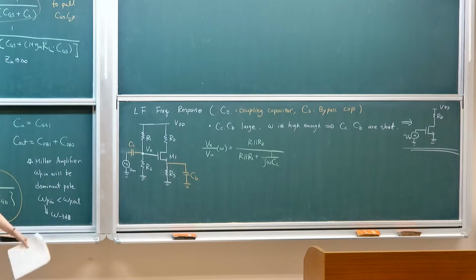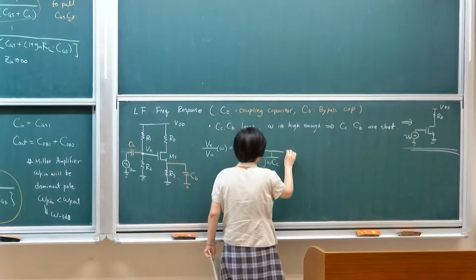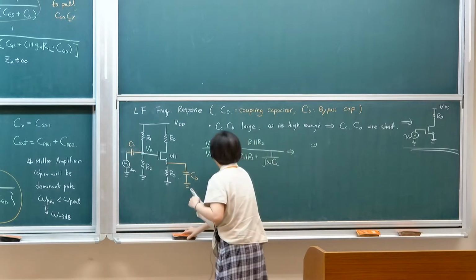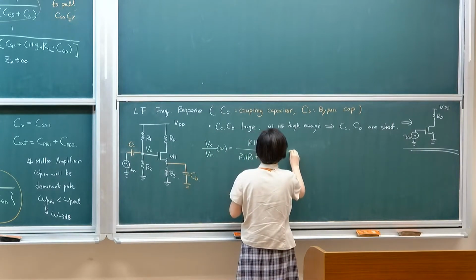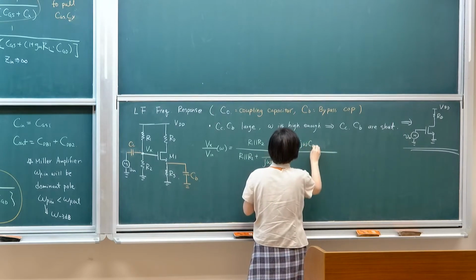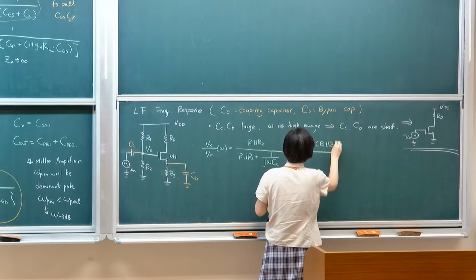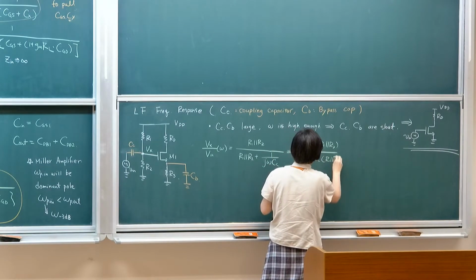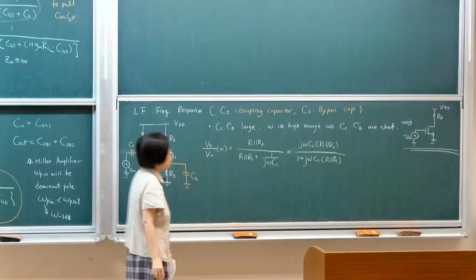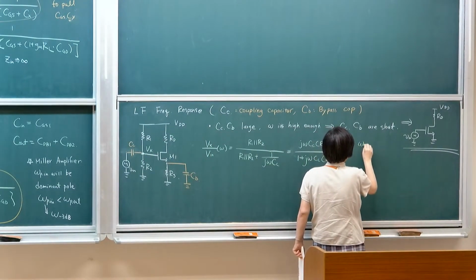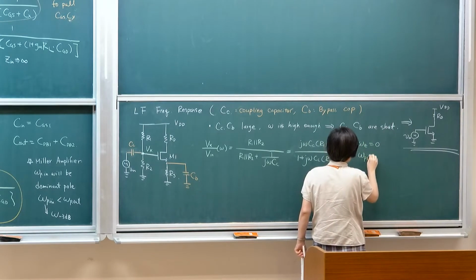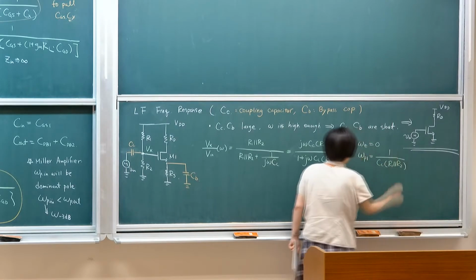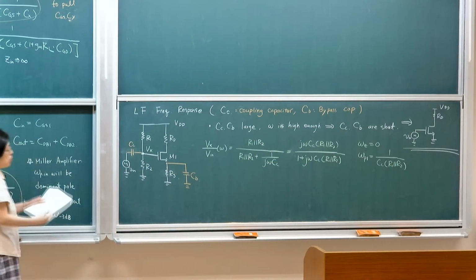Okay? So this would then introduce an omega 0. Let me rewrite this equation. You can rearrange it as j omega CC (R1 in parallel R2) over 1 plus j omega CC (R1 in parallel R2). So this part will give us a zero frequency, and then you have a pole at 1 over CC (R1 in parallel R2). Okay? We're going to do the Bode plot later once we have all this laid out.